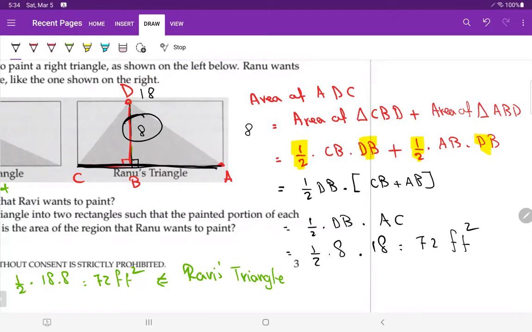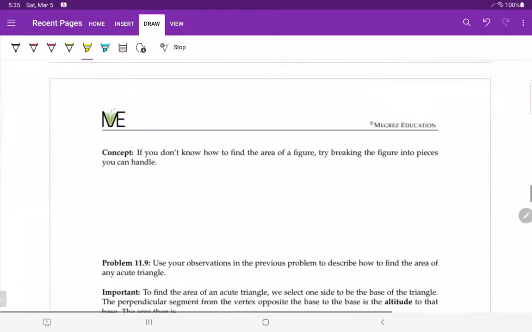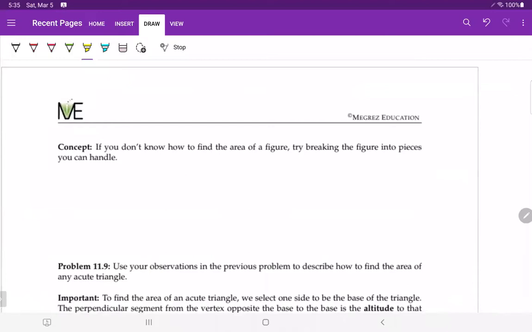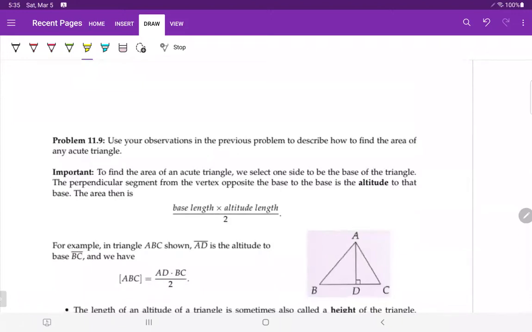We got the same answer. So this is dividing the wall with Ranu. This is exactly what we did with Ranu. Sometimes if you don't know the area, we break it down into pieces. So how do we find the area? This is exactly what we did before.